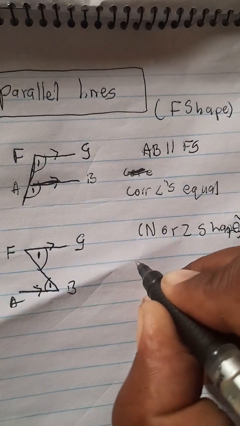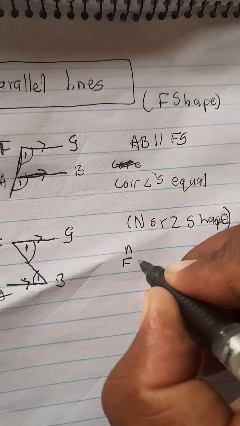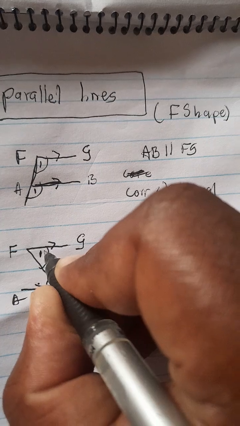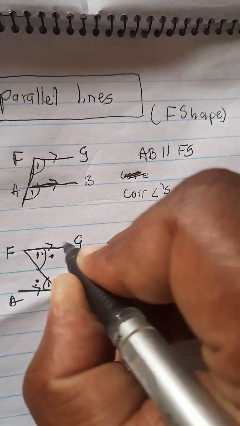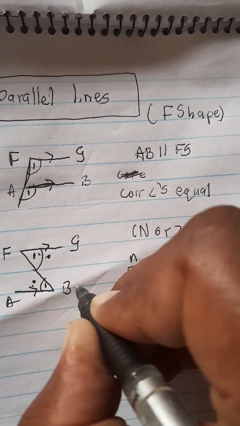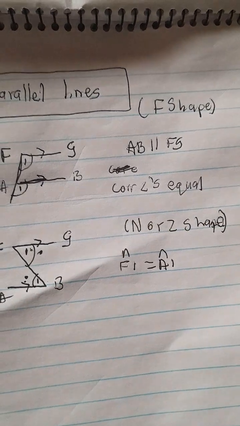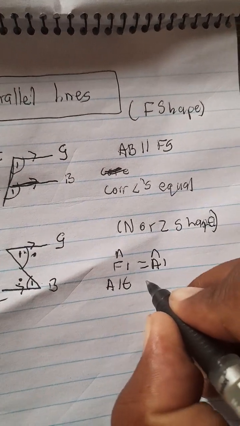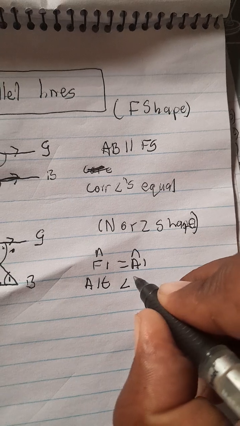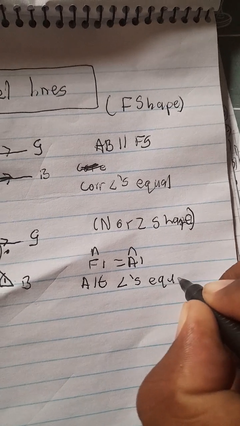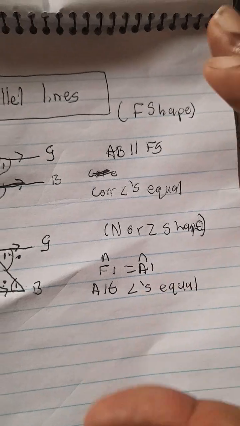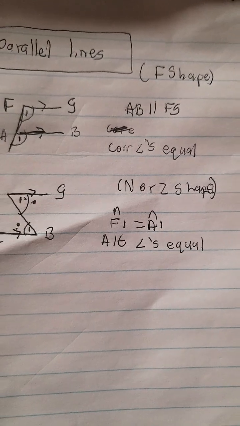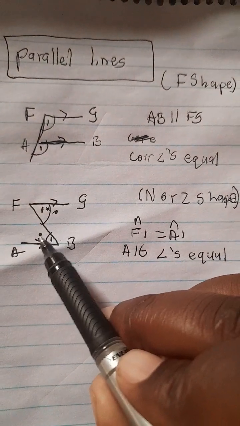So alternate angles are also equal. F1 will also be equal to A1. You'll see this angle is equal to this angle. They must form a Z shape. Can you see a Z shape? You can also see an N shape. So these are alternate angles. Alternate angles are equal. So in this case, you can see, guys, that this angle is equal to this angle.